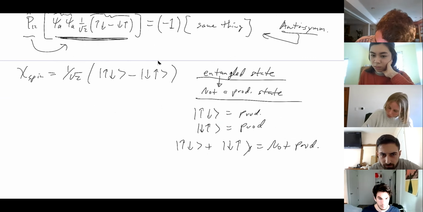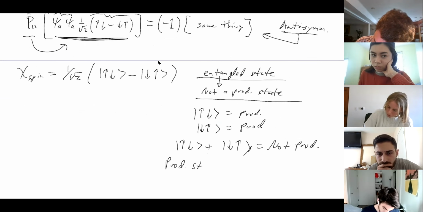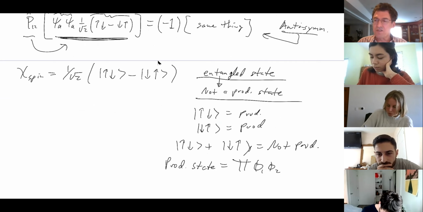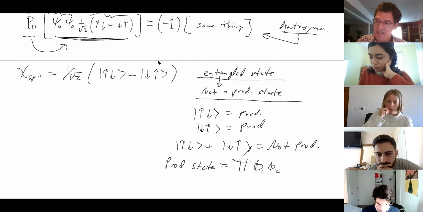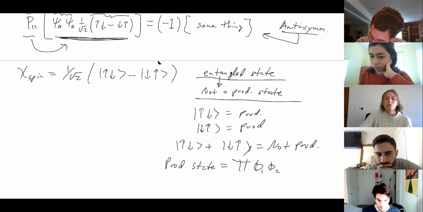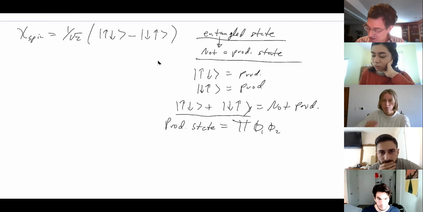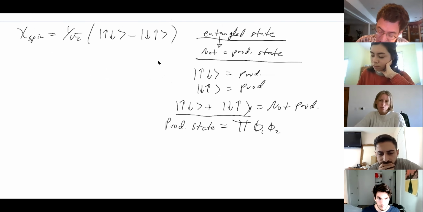A product state is a state that is just equal to a product of a bunch of states, phi 1, phi 2, etc. If that doesn't make sense, go home and play with it a little bit, just to convince yourself that this sum is not a simple product. It's a sum, and a sum is not a product. It's so trivial, but it is what it is. It's profound and trivial at the same time. And so this is an entangled state.